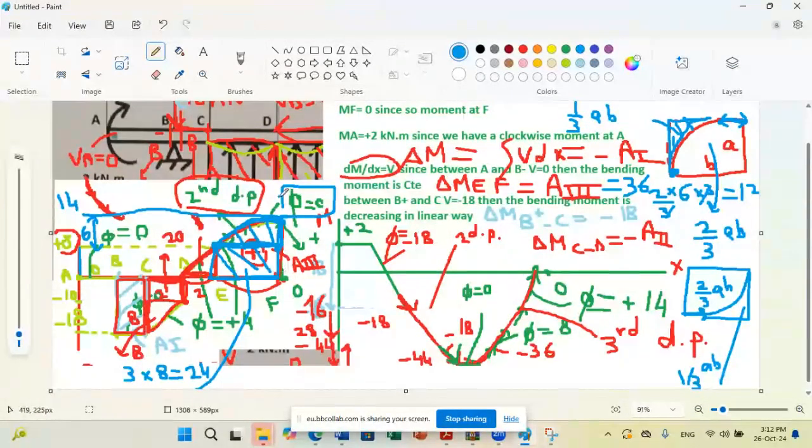Okay. And since this area is above the axis, delta M is plus the area, plus 36. Now, I said the value was minus 36. If I add plus 36, I go back to 0. So this is verified. So my work is right. Okay. Any question on this?